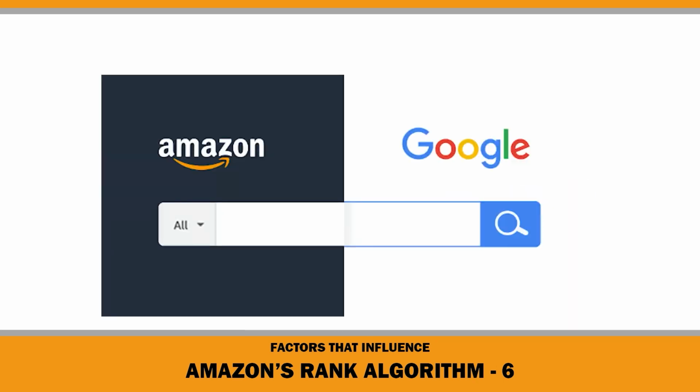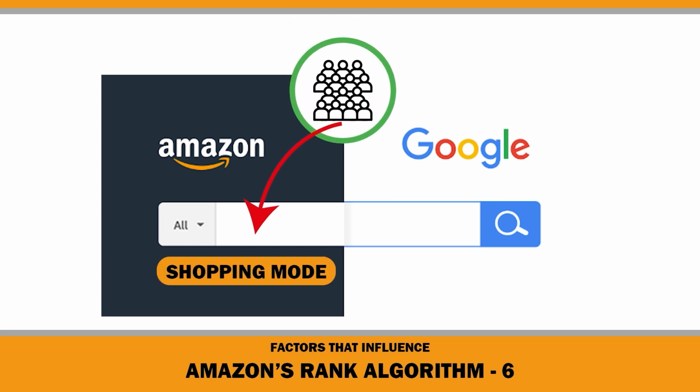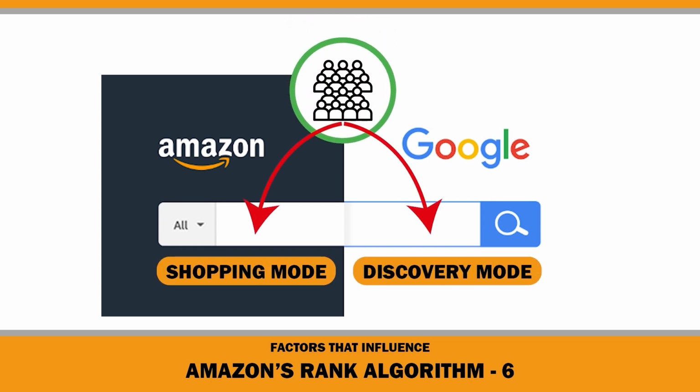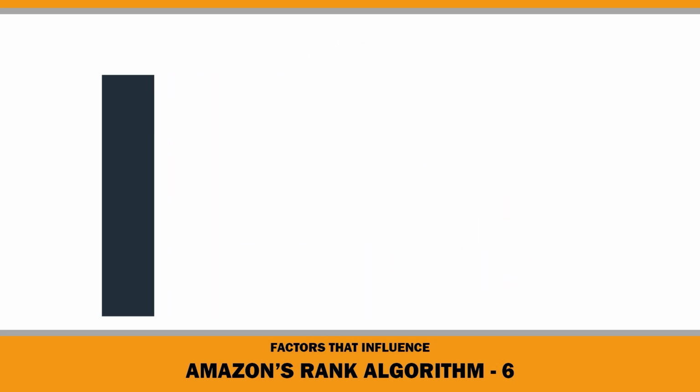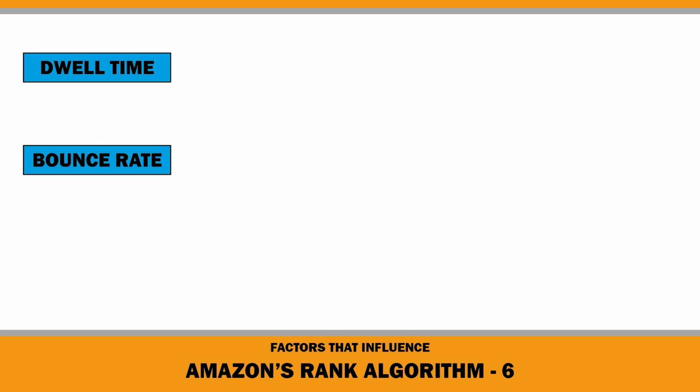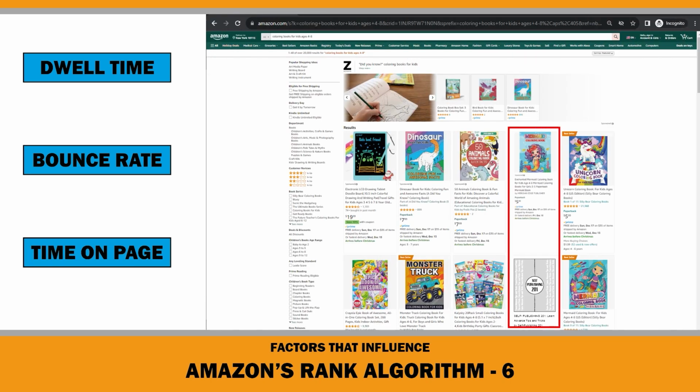Even though it is not right to compare the Google and Bing search engines with the Amazon search engine as they have different intents, there are some common ranking factors. Therefore, let me first explain the definitions of dwell time, bounce rate, and time on page. Then you may understand better why most Amazon sellers like me think that these are ranking factors for Amazon.